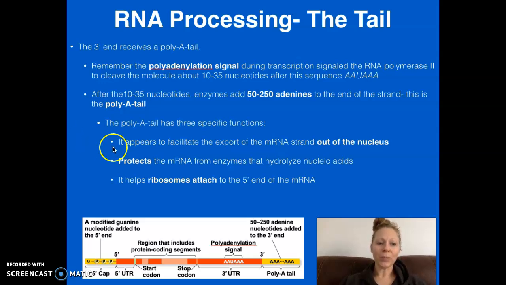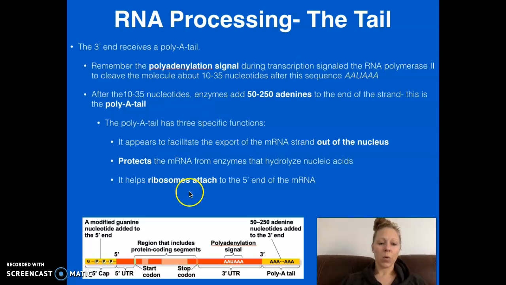Next, let's talk about the other end, the poly-A tail. If you remember, on the 3' end, there was a polyadenylation signal. The polyadenylation signal signaled to the RNA polymerase II with the AAUAAA nucleotide sequence that in about 10 to 35 nucleotides, that would be the place to cleave the mRNA strand, or the pre-mRNA strand. And so now we have a pre-mRNA strand, and it's being modified.